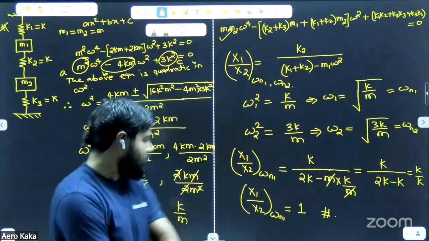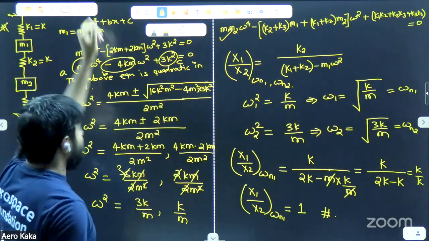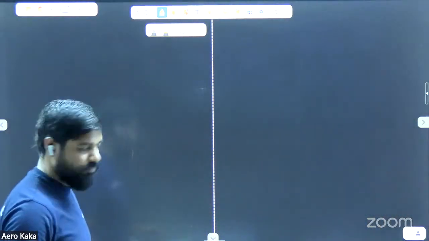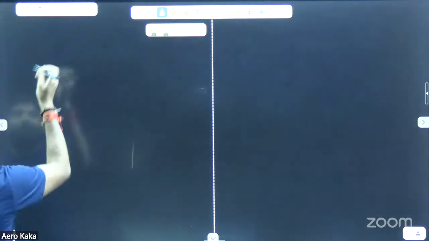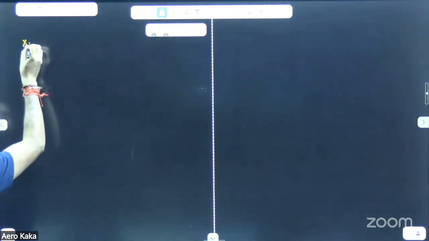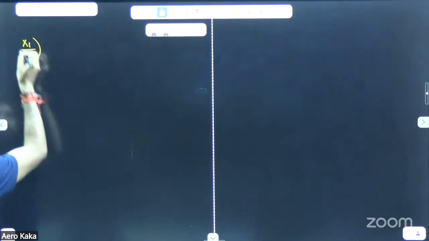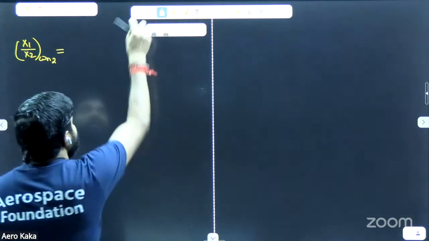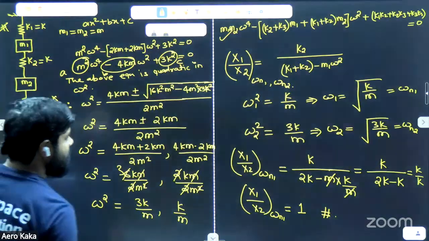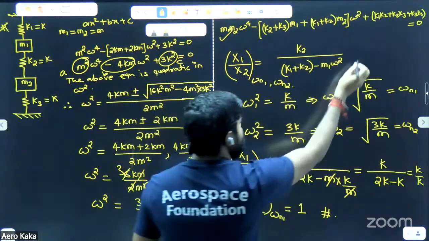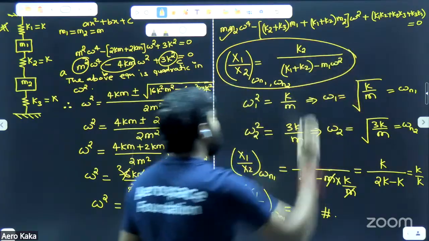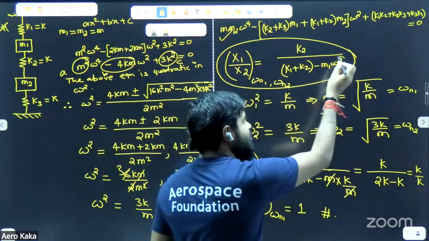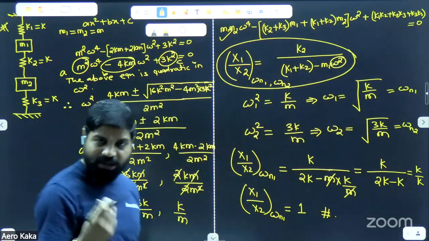Yes, sir. Now, the next question is, what is the second mode shape going to be? The second mode shape, again, by using the same formula, we can calculate x1 upon x2 corresponding to omega n2. Look, same formula. Same formula we are going to use to calculate the second mode shape. You just have to change omega n1 to omega n2.